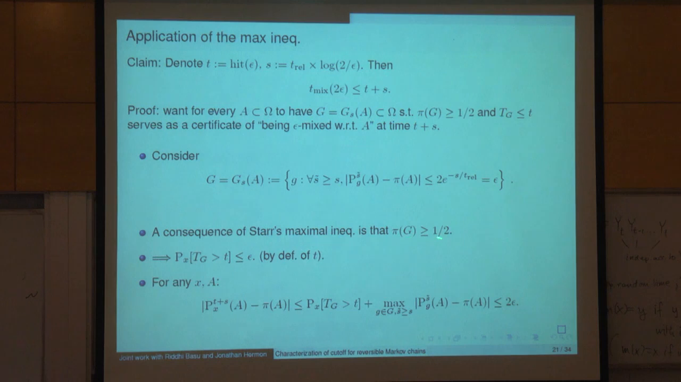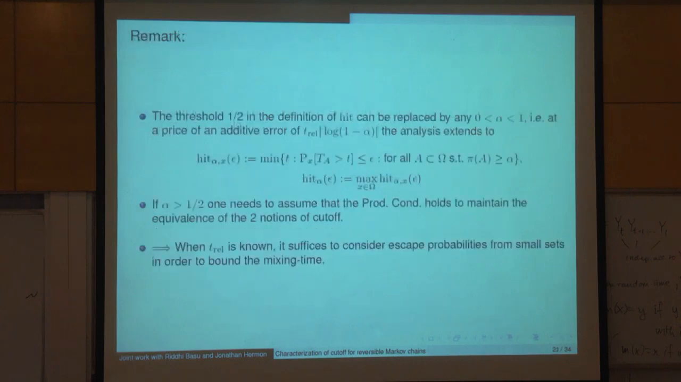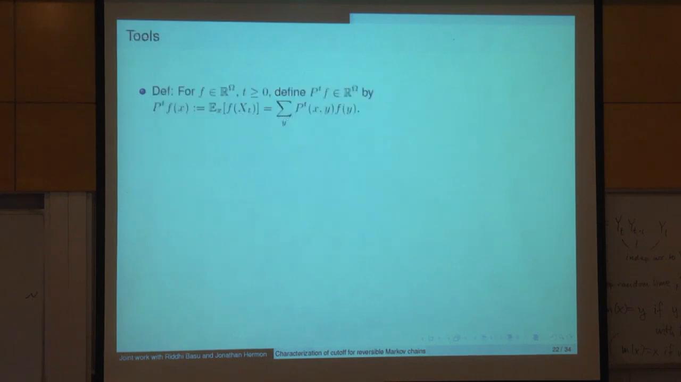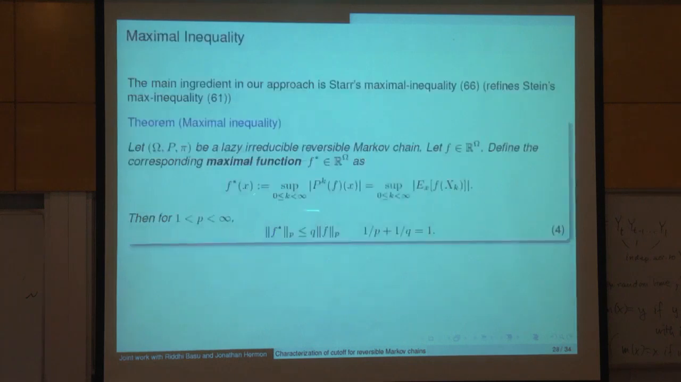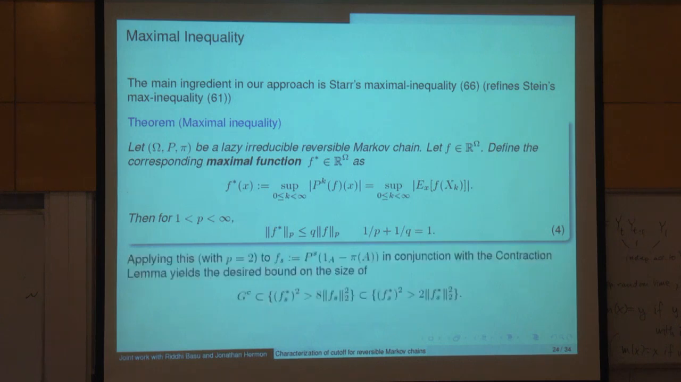Again, this is an elementary deduction. The fact that pi of G is greater or equal to half is an elementary deduction from star. You're just using Markov's inequality. I won't spell it out due to time, but it's really easy from star. Again, this is saying what star is, as I wrote there. Maybe I'll say a few words on how we get the inequality we use from star.